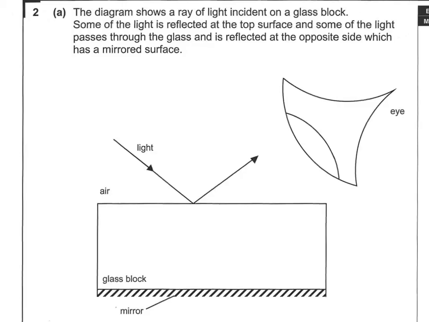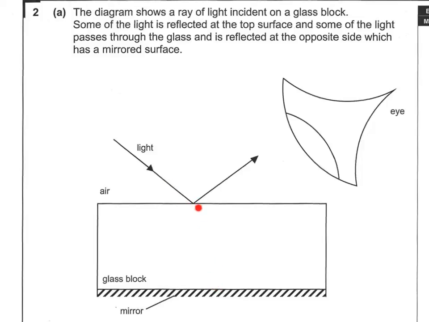The diagram in question 2 shows a ray of light incident on a glass block. Some of the light is reflected at the top surface and some of the light passes through the glass and is reflected at the opposite side, which has a mirrored surface. So it says complete the path of the ray through the glass block and back out into the air towards the person viewing it, as shown in the diagram. So this light is entering glass, so it's going to bend towards the normal here, which means it will come down like this.